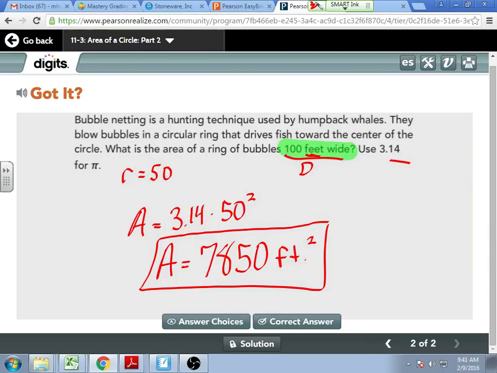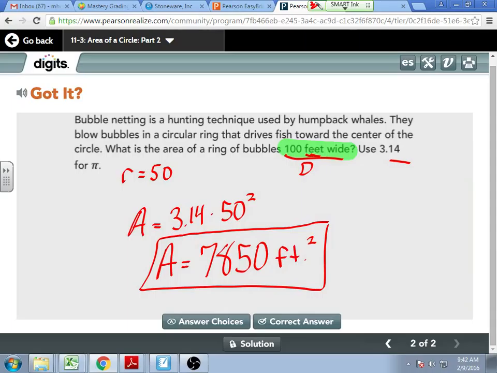So we did the 50 squared, and then we multiplied it by 3.14. Wouldn't 50 squared be... No, because 50 times 50. You're thinking of 50 plus 50. When we square something, we're multiplying by itself.